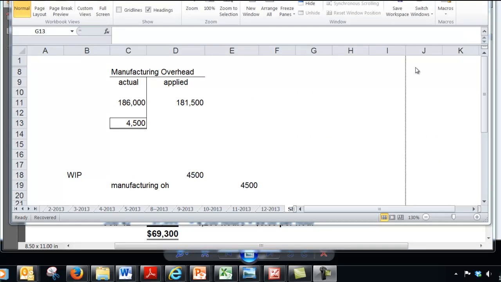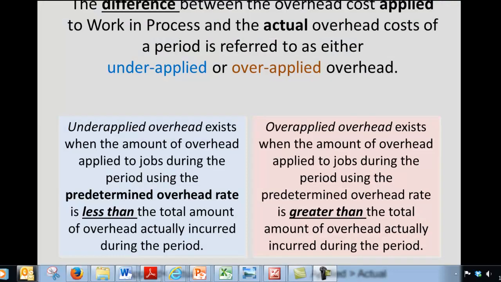Okay, so we can see here that the actual amount of overhead that we incurred was $186,000. And based on the direct labor hours, we have $181,500 that was applied. So this is based on the estimates here, isn't it? So this is what we actually incurred and this is what we applied. So right now we can see that we had $4,500 more than what we actually applied. So we're going to need to take care of that right now.